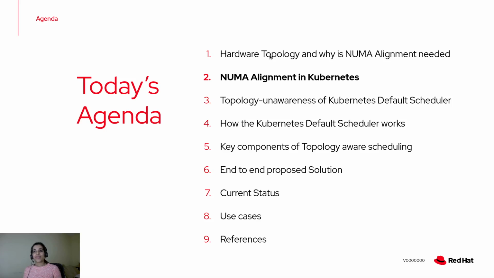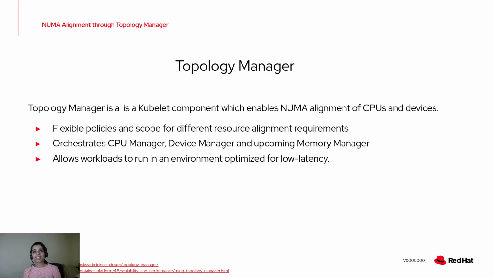How do we achieve NUMA alignment in Kubernetes? At a node level, Topology Manager, which is a kubelet component, is responsible for coordinating the topology of resource allocation of CPU and devices. It has a set of node level policies, for example, best effort, restricted, single NUMA node, and scope to define whether you want resource alignment to happen at a pod level or a container level. It basically orchestrates CPU manager, device manager, and the upcoming feature memory manager by gathering hints from them and using those along with the policies to align resources, allowing workloads to run in an environment optimized for low latency.